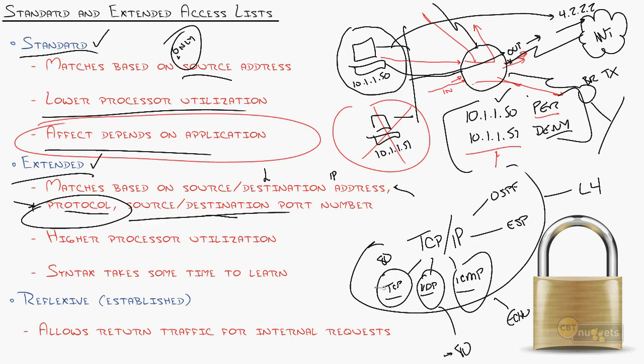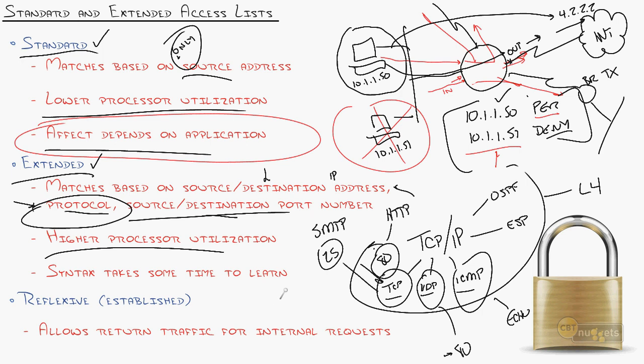That's the actual, so I can say TCP. I want to allow all of TCP, or maybe I just want to do port 80, which is HTTP. That's what that port lines up to. Or maybe I want to only allow port 25, which is SMTP. That's email services. Now, this guy does cause higher processor utilization because he's examining more. So it's going to cost a little more on that side.